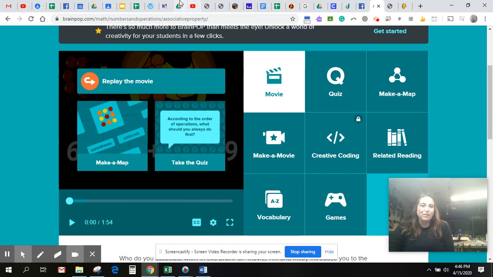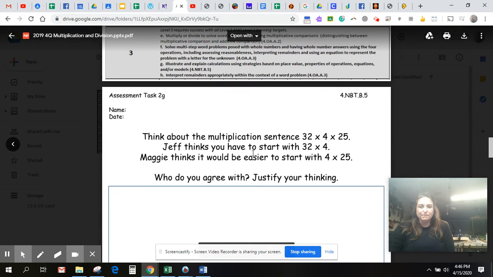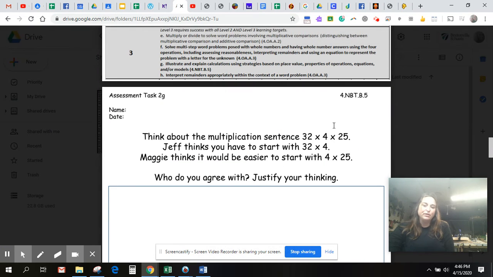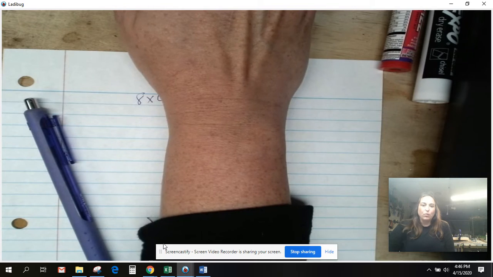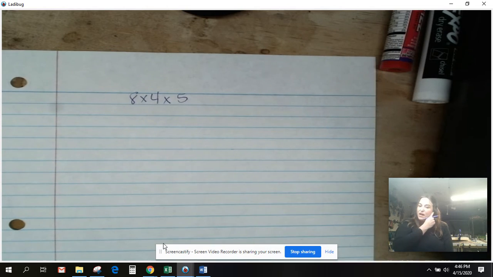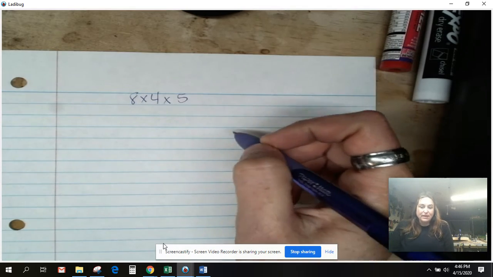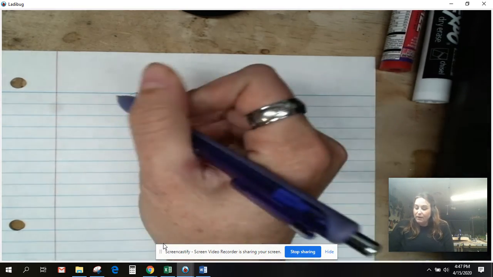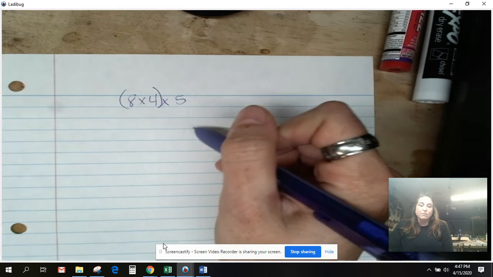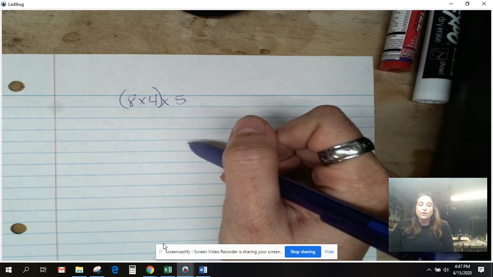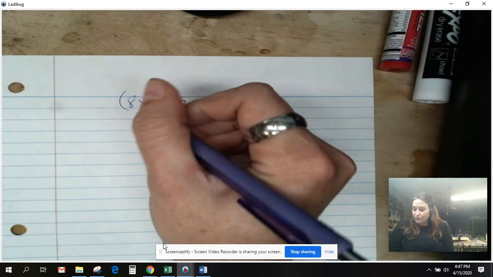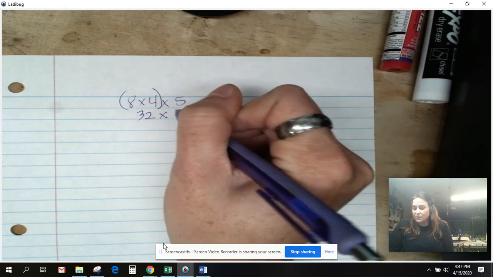Awesome. So, quick Brainpop. So going back to this problem, think about the multiplication sentence 32 times 4 times 25. I thought an example that would be really good was 8 times 4 times 5. So the parentheses, always doing those first, thinking about if we multiply 8 times 4 first. Okay, 8 times 2 is 16, so then 16 times 2 is 32. So now we have 32 times 5.